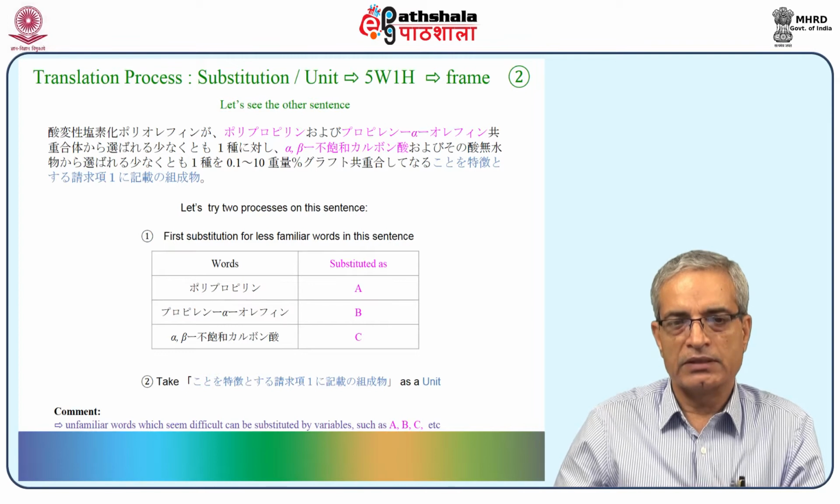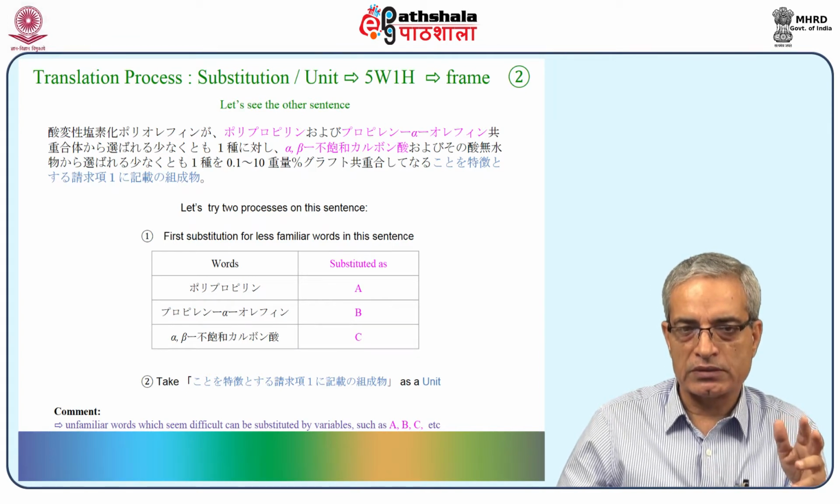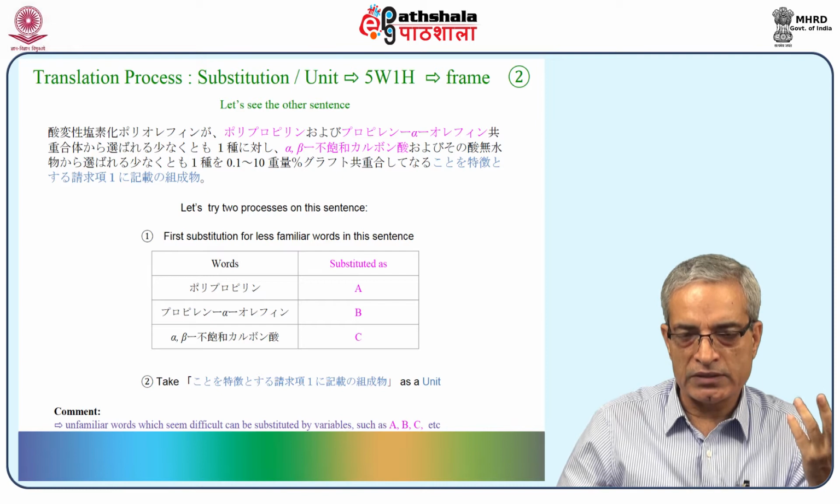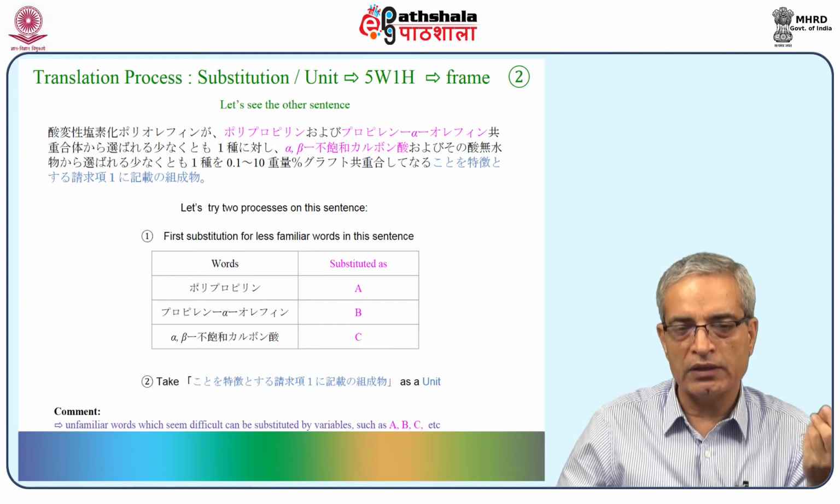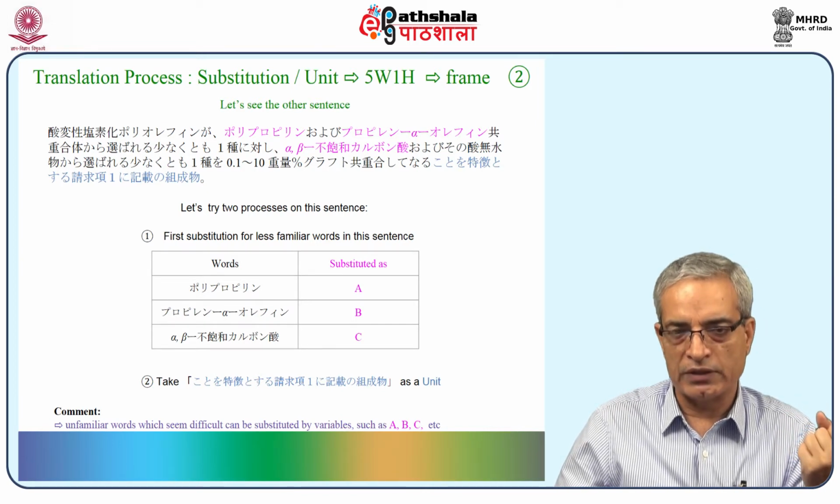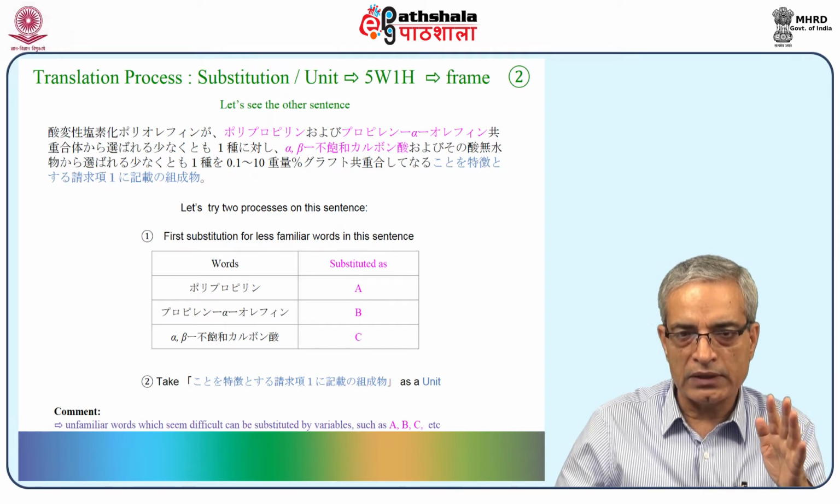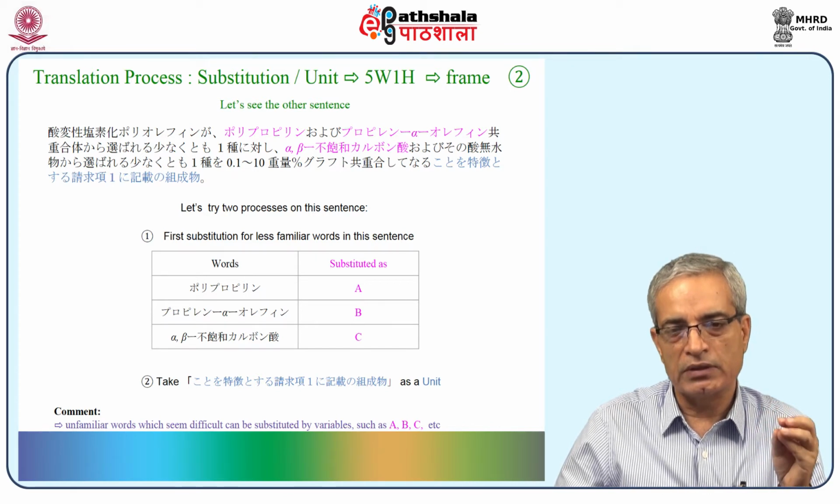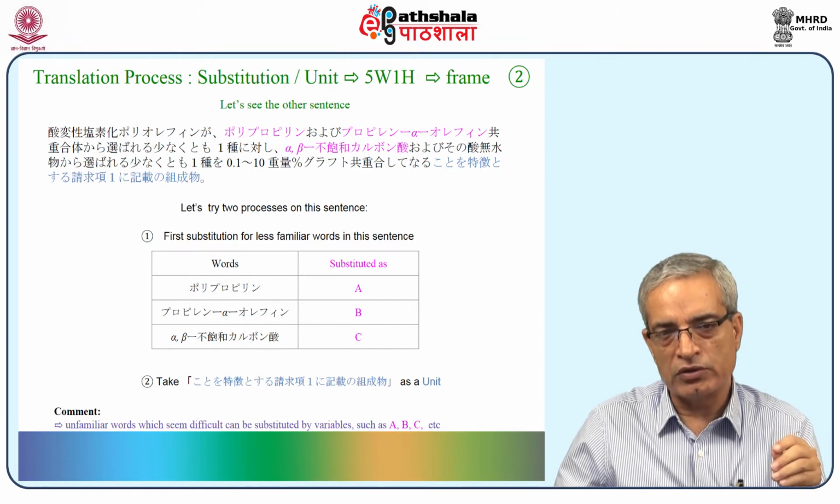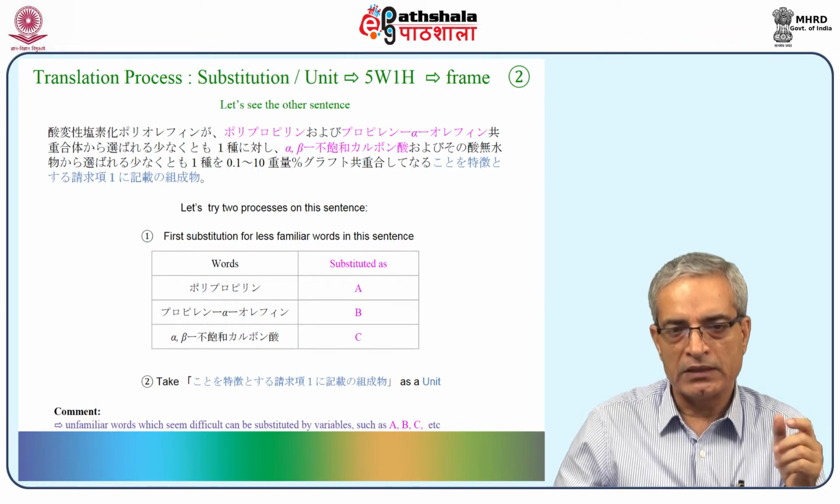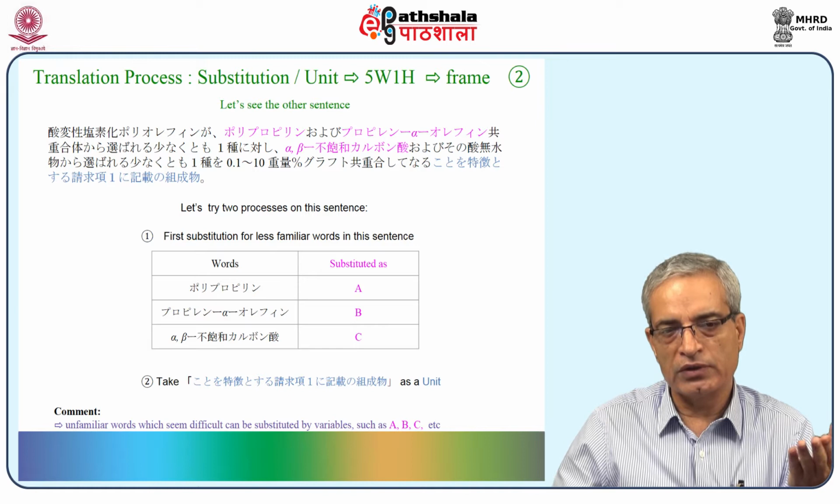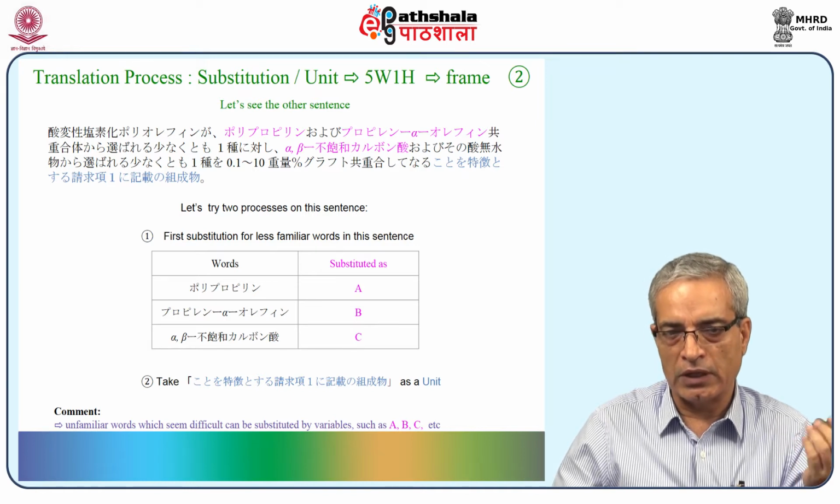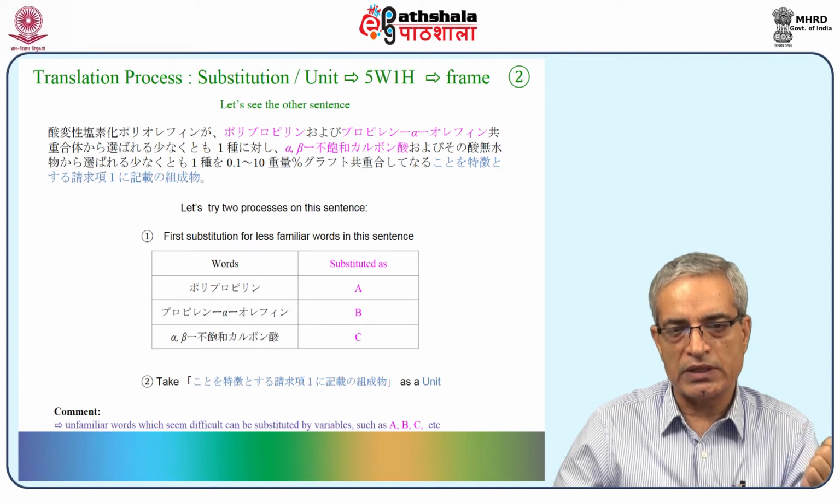Okay, let's try two processes on this sentence. You will understand that there are various ways to handle it, and you can adopt the way which you find convenient. First of all, let's try to simplify by substituting ABC for the words which are difficult to even read or difficult to even understand. These are ABC for polyolefin or propylene alpha olefin or alpha beta unsaturated carboxylic acid. And we have already done this.